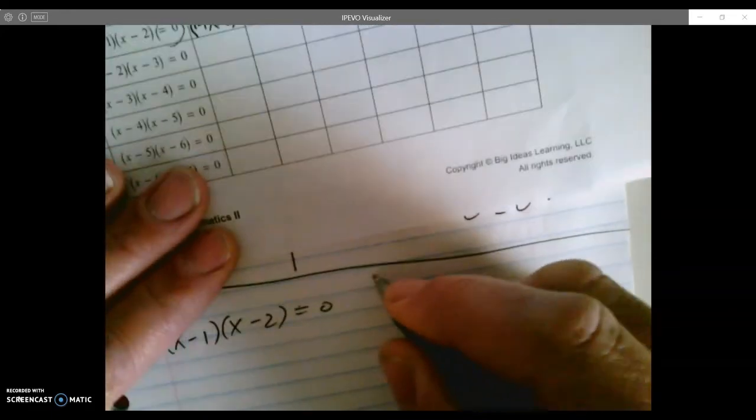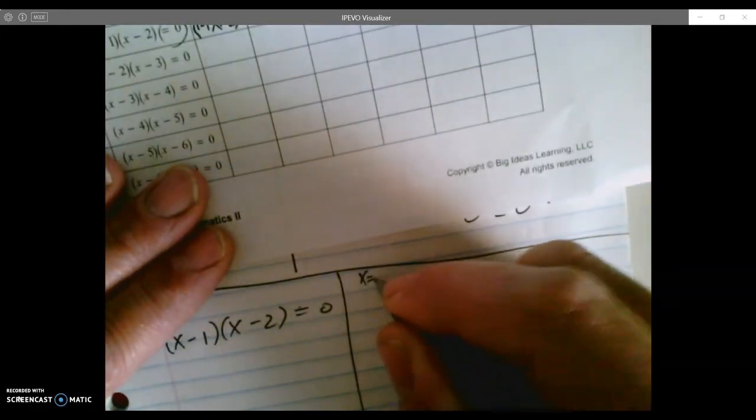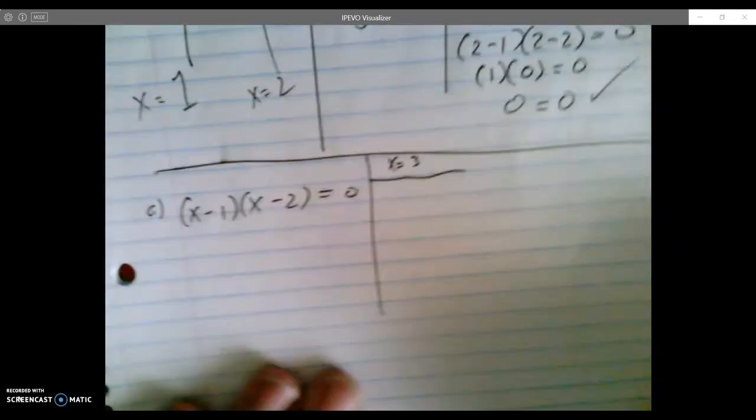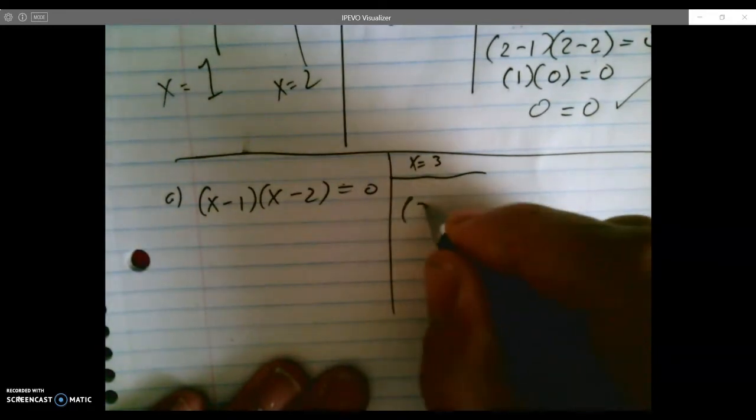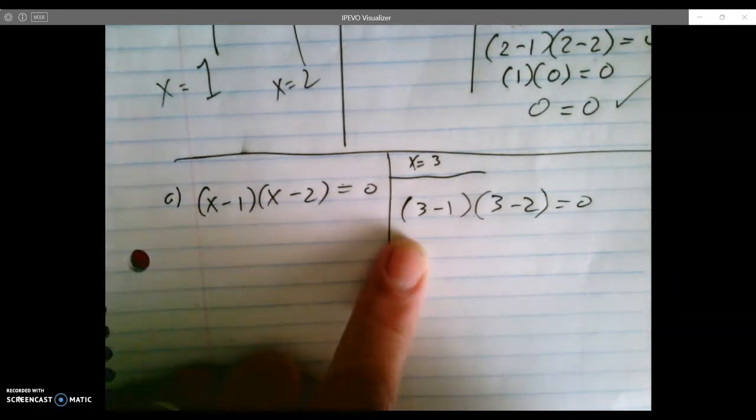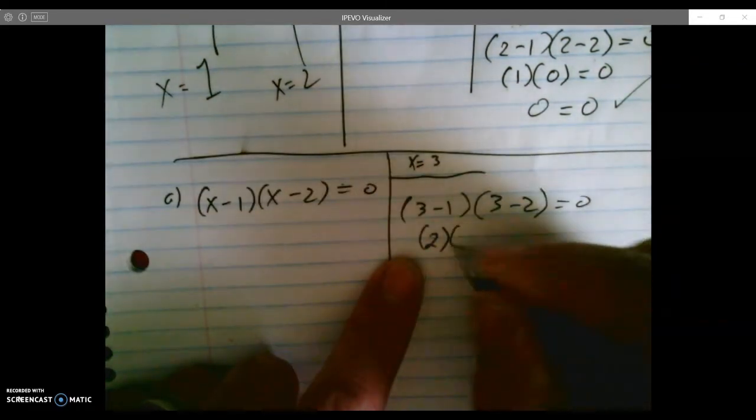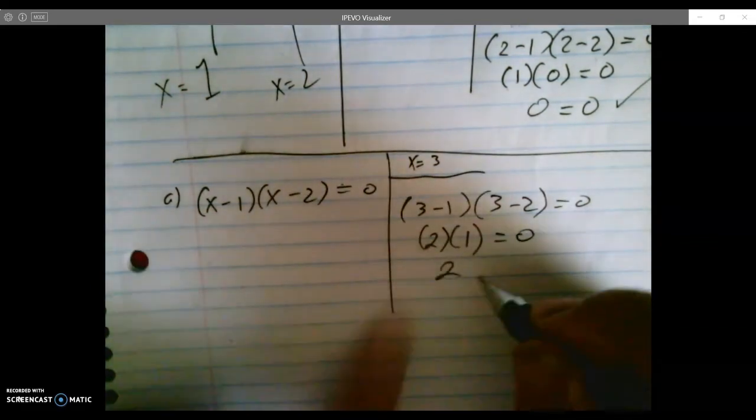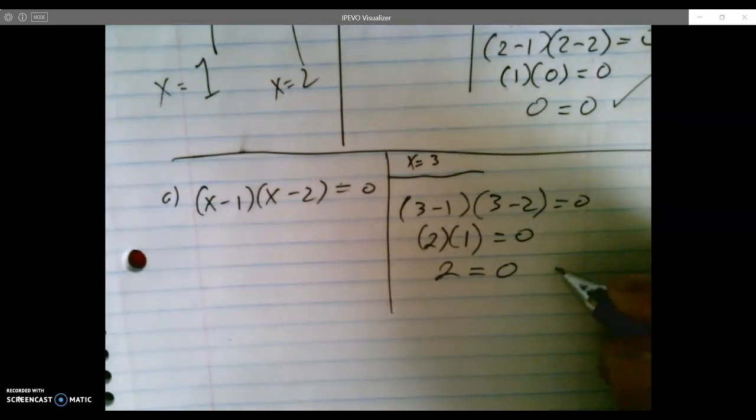Okay, so let's try that again. Our equation was, still in part A here, x minus 1 times x minus 2 equals 0. And we were saying we're in the column now where x equals 3. Well, if you plug that in, you'll have 3 minus 1 and 3 minus 2 equals 0. 3 minus 1 is 2, 3 minus 2 is 1. And on this side you get 2 times 1, which is 2. This time you get 0.